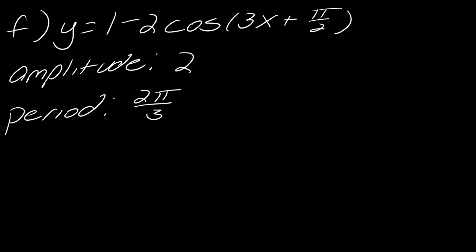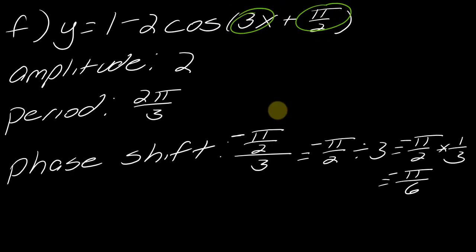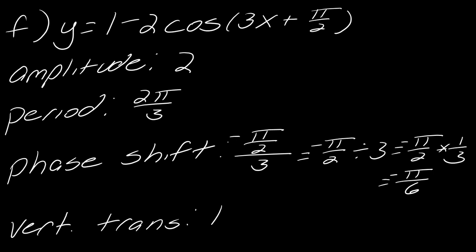So now for the phase shift. The phase shift, remember, I'm going to take the opposite of this divided by this. So that's going to be -pi over 2 divided by 3. So now I just have to sort out the math with this. That's the same thing as -pi over 2 times 1 over 3. So my phase shift in this case is -pi over 6. And then what's my vertical translation? That's the number on the outside just hanging out over here. So my vertical translation will be equal to 1.